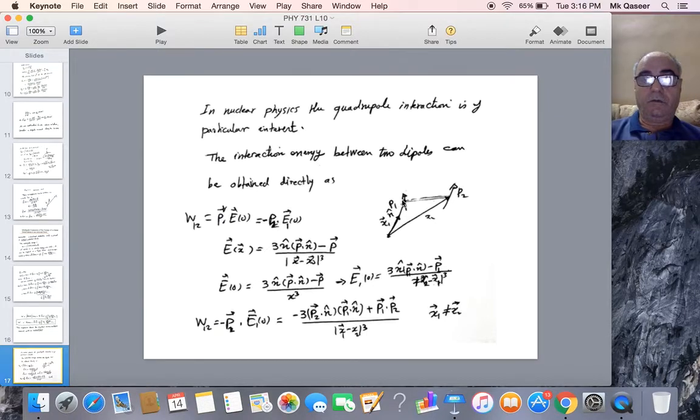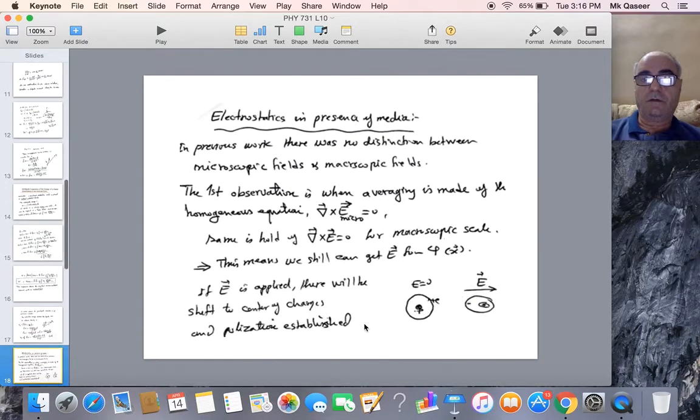Now let's take two dipoles and calculate the interaction energy between them. This is easy. You just multiply this relation, P dot E, and doing these calculations, one can easily reach this result.